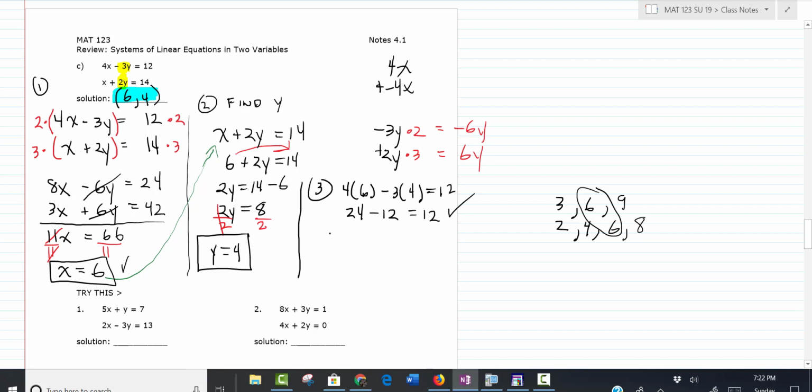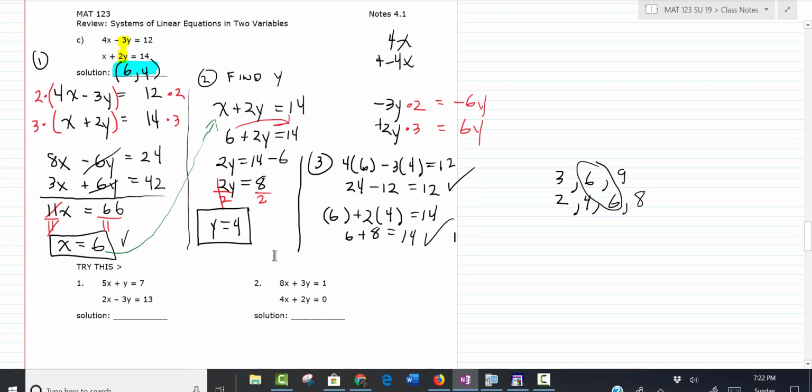The second equation is x plus 2 times y equals 14. Do the same thing, plug x in here, plug y in there, so that would be 6 plus 8 equals 14. So see, that verifies that that's the right answer to the problem. All right, so let's move down.